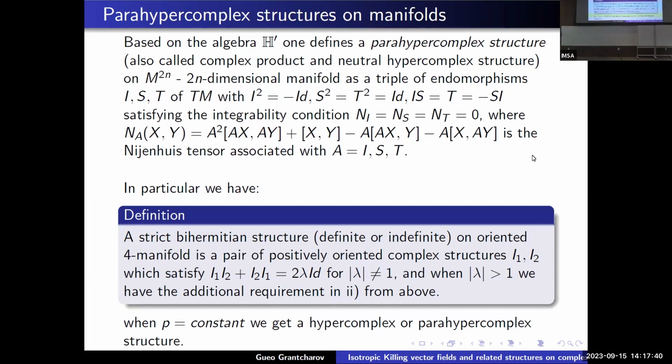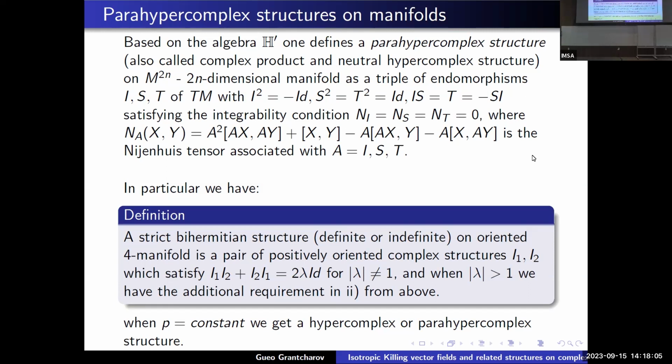I mean, there is this tensor condition, but what it hides is that the corresponding eigenbundles, complex or real, are involutive. They are closed under the standard bracket. Now, in particular, I want to use this as bihermitian. I want to use the strict word.